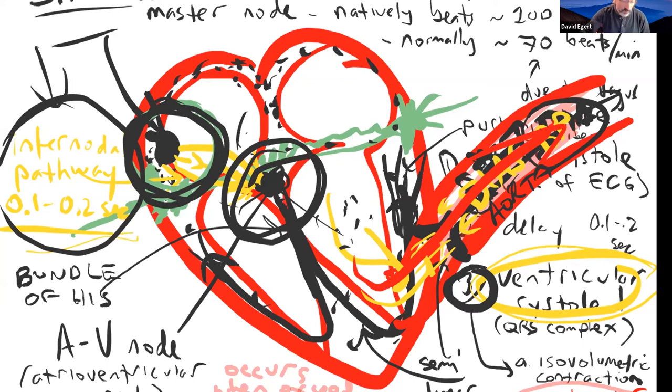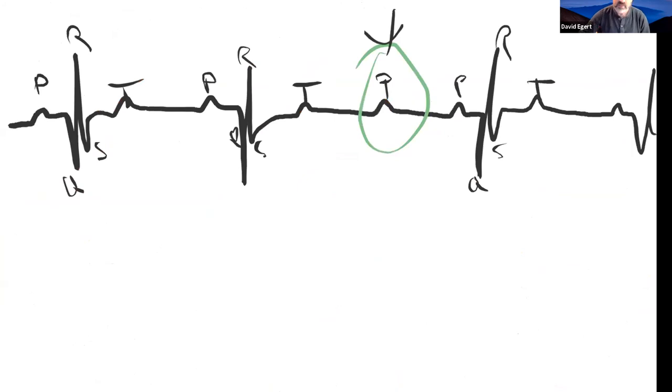Luckily, it only happens every once in a while. So the next time the P wave goes, you get the heartbeat again. So if you see something like this, it's evidence that the internodal pathway can be intermittent, isn't always making sure that the signal gets to and excites the AV node to continue the second part of the heartbeat, the ventricular systole.